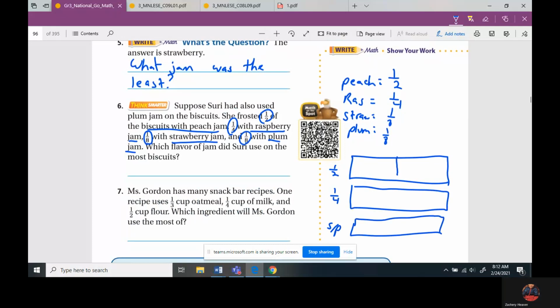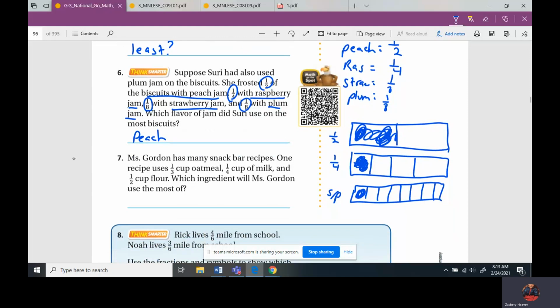So 2 pieces. 1, 2, 3, 4, and then 1, 2, 3, 4, 5, 6, 7, 8. So that's strawberry and peach. That's raspberry, and this, or strawberry and plum, and this is peach. Which one's closer to the finish line? It's going to be peach. That has the smallest, so there's less pieces. They're closer to being fully done.